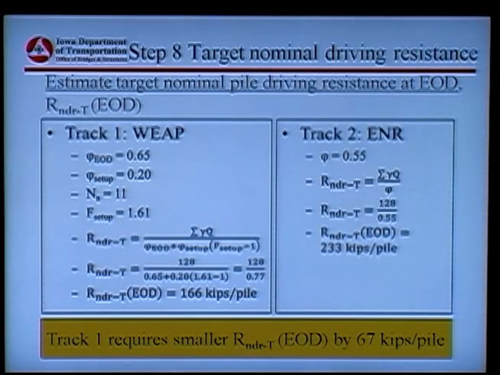So you have determined the contract length. The next important step is to determine the target driving resistance. That's where you realize the importance and the significance of using WIP plus setup versus ENR, right? So let's look at the calculation. If we were to use the WIP, we have two components, one for the end of driving component and one for the setup component. And this is the equation to calculate the target driving resistance.